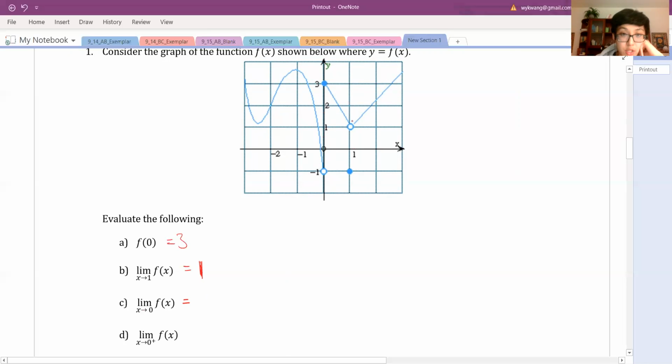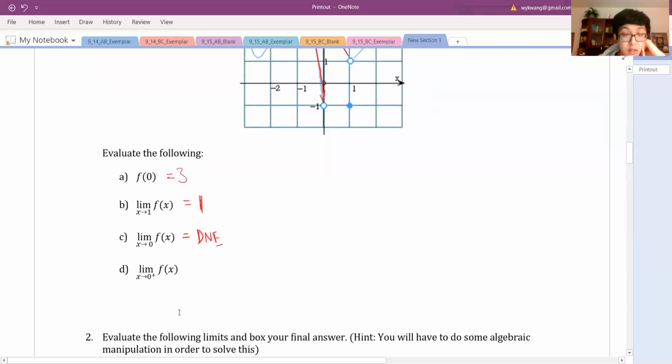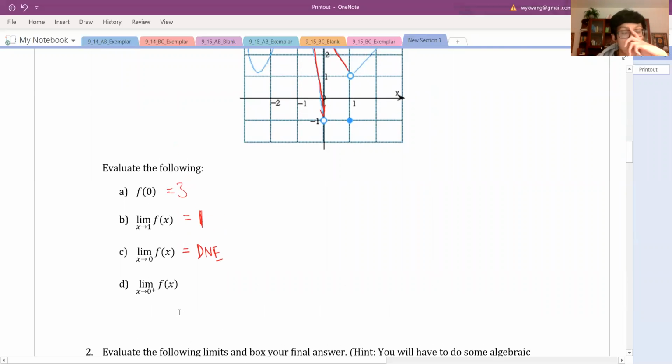So from the right, we're approaching 3. From the left, oh man, we are approaching way down here, -1. So they're approaching different points. We just covered that. If they're approaching completely different points, then the answer is does not exist. The two-sided limit does not exist. The answer is does not exist.